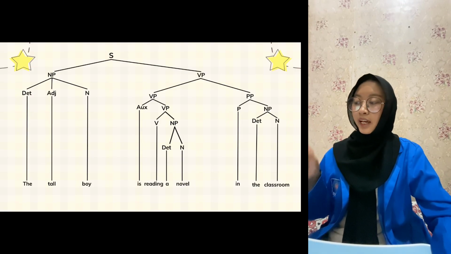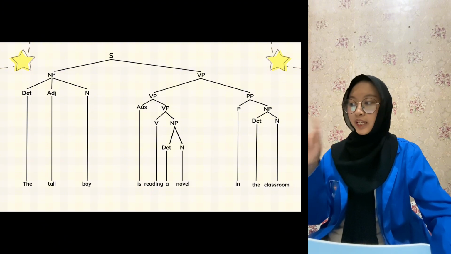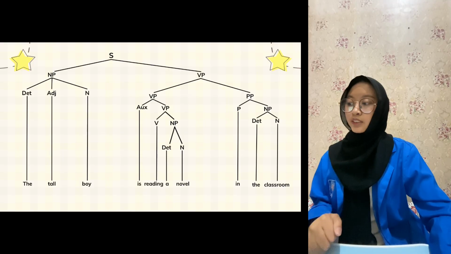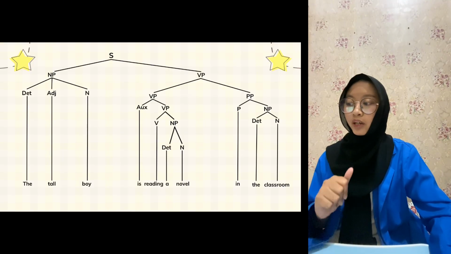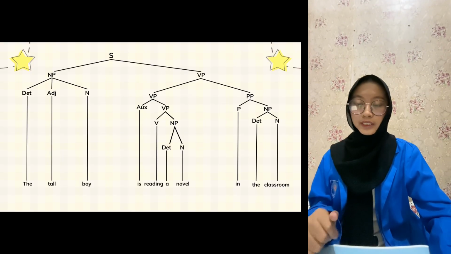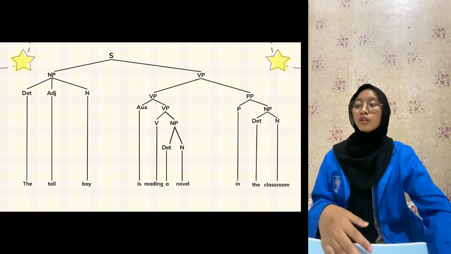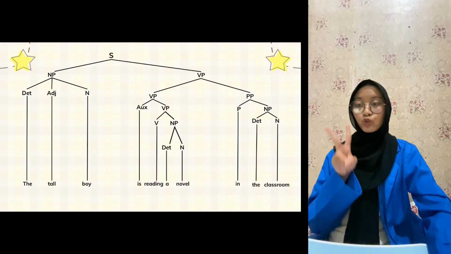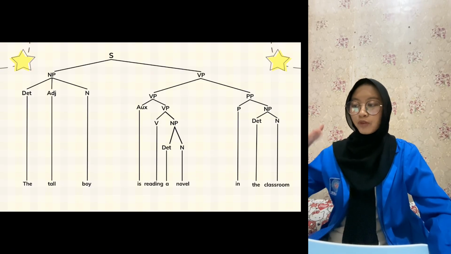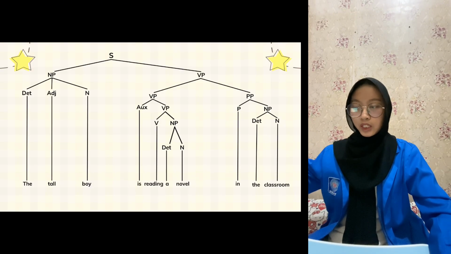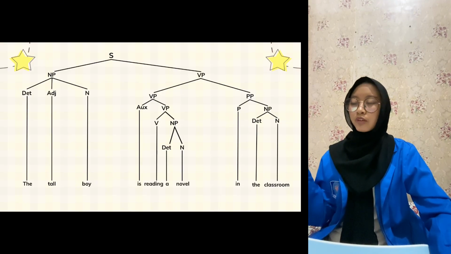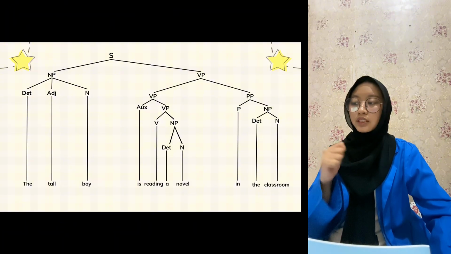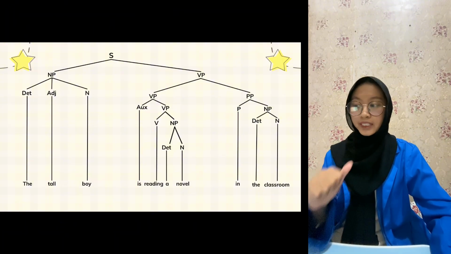First, the determiner is the word the. The adjective is the word tall, and the noun is the word boy. Boy is a noun. Okay, and for the VP part, we divide it into two parts again, because there is the VP and also the PP. For the VP, we divide it into two again. There is auxiliary and verb phrase again.